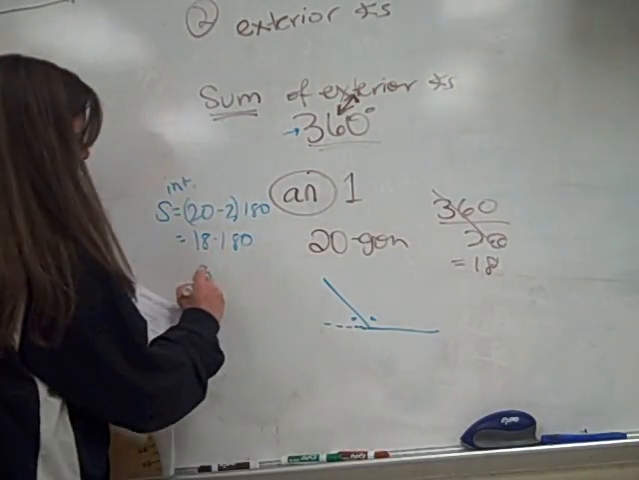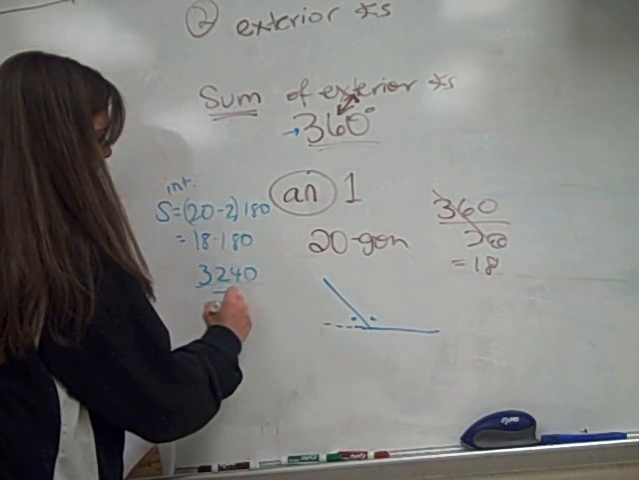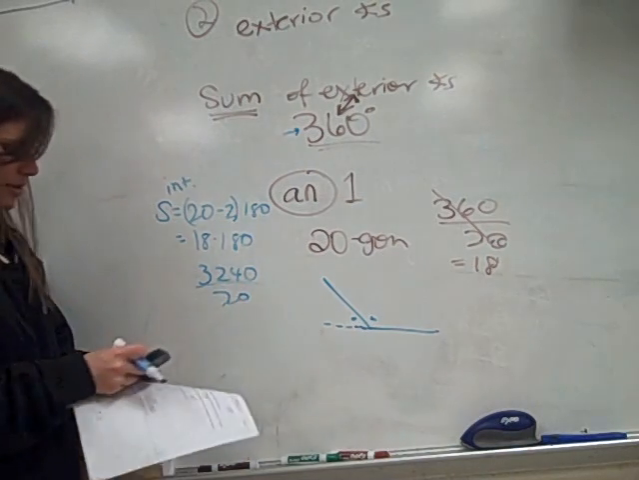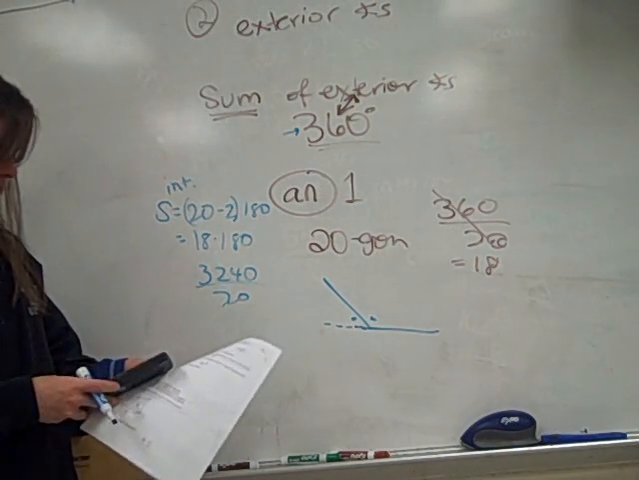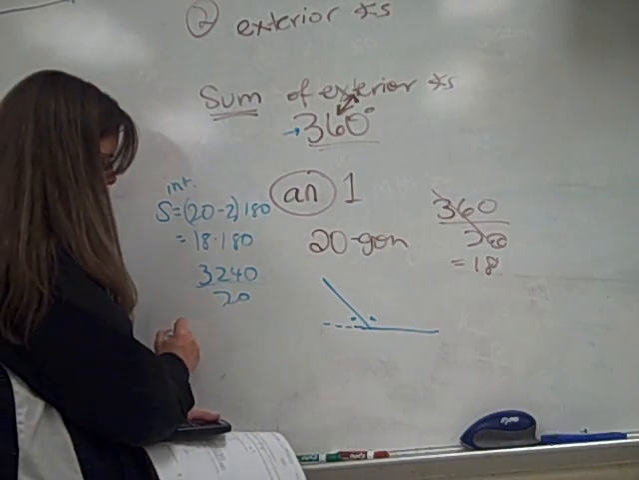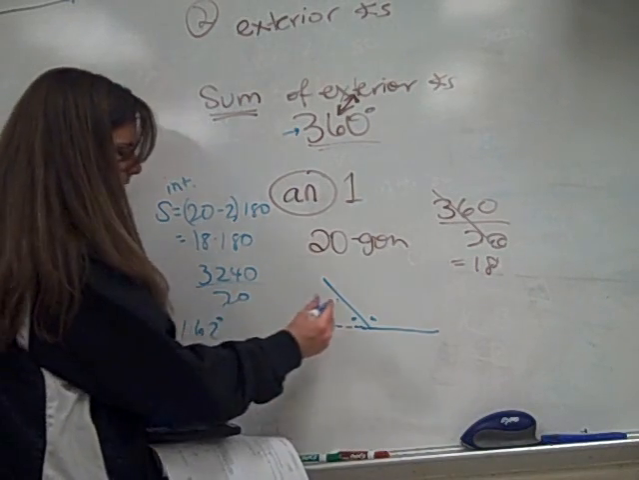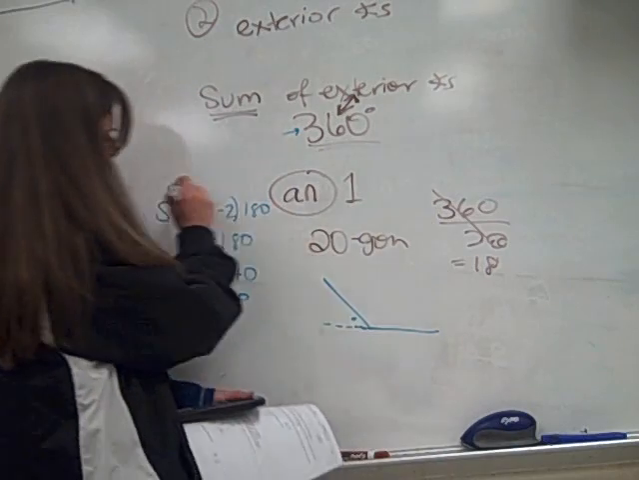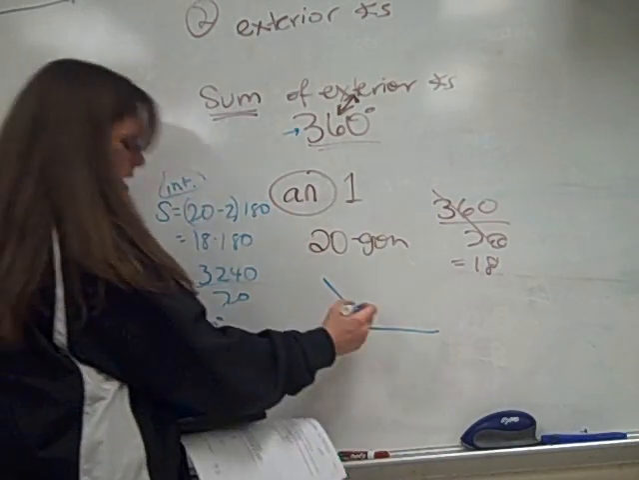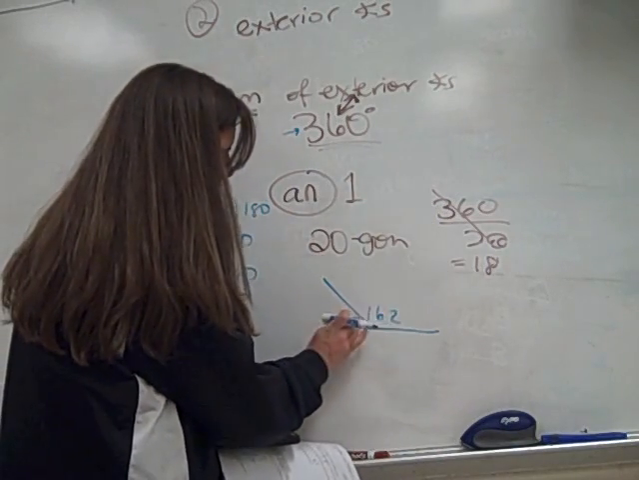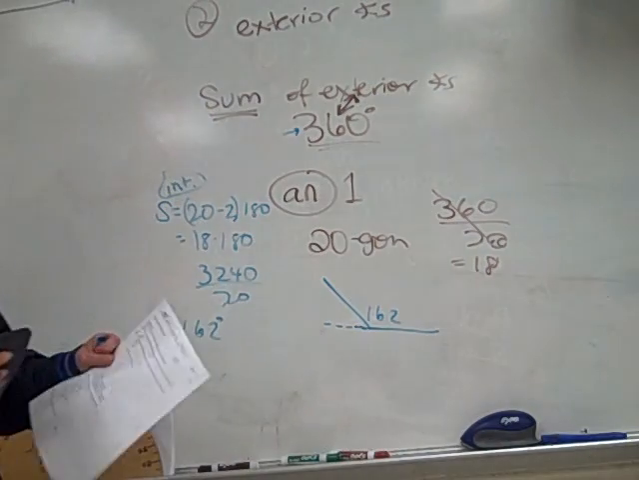$3,240. Okay, we got 20 sides. Well, let's just do this. 3,240 divided by 20. I get 162. Now, this is not my exterior. Remember, this formula only goes with the sum of the interior. But what if you did know that, 162?